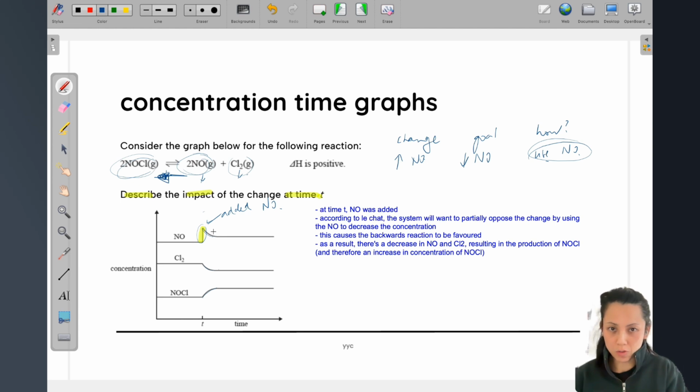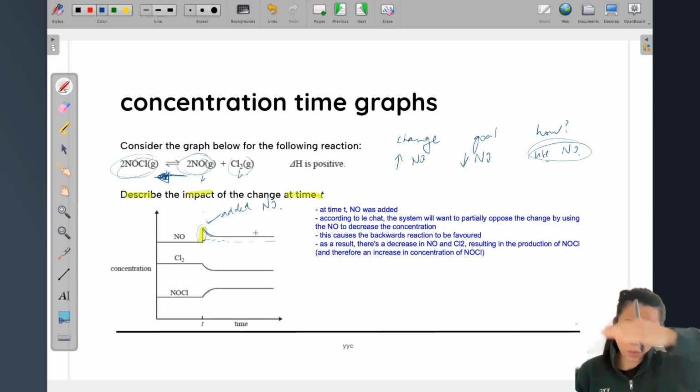How that's reflected in a graph is this, and you have to pay attention to this, especially when you're going to draw your own graph. See how, yes, we're decreasing the amount of NO, but compared to when equilibrium was first reached, which is about down here, that concentration doesn't reach where it was before. That's the partially opposed change part.